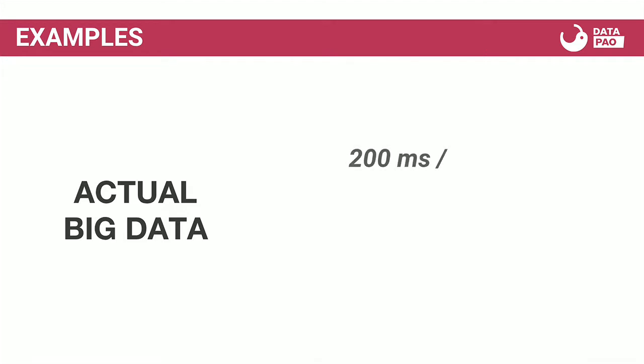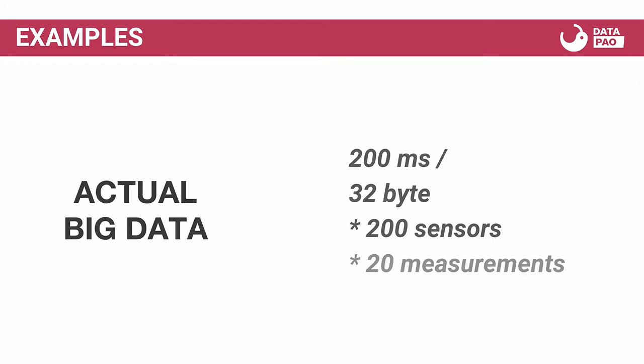But in a factory, you might want to sample the data every 200 milliseconds, because to look for vibration things and electricity consumption changes, you need a resolution like 200 milliseconds. It's 5 times a second. And one point of data is, let's say, 32 bytes, which is not much. It's, let's say, an integer. But you have 200 sensors in a conveyor belt, and one sensor doesn't measure just one thing, it measures multiple things.